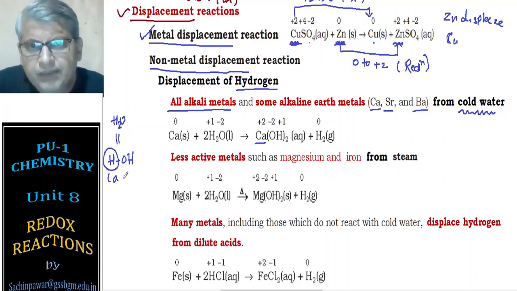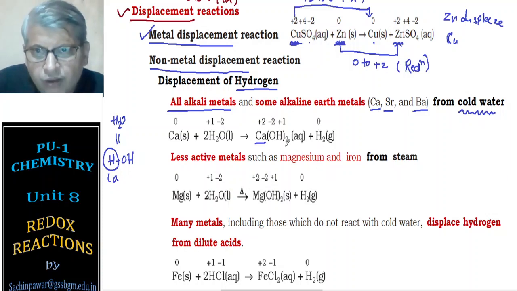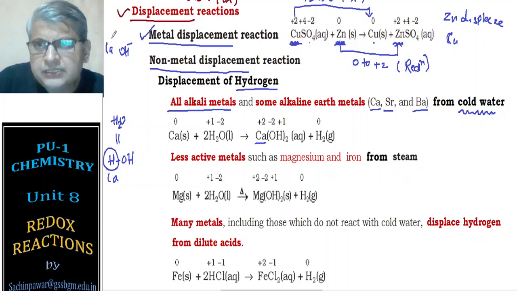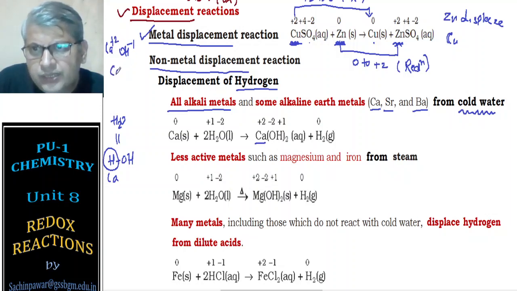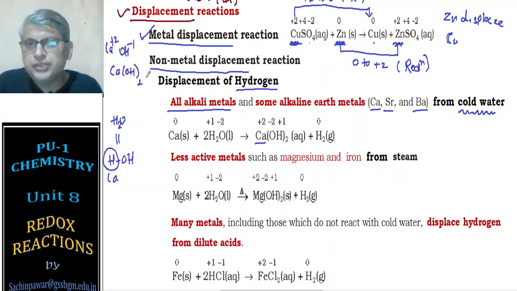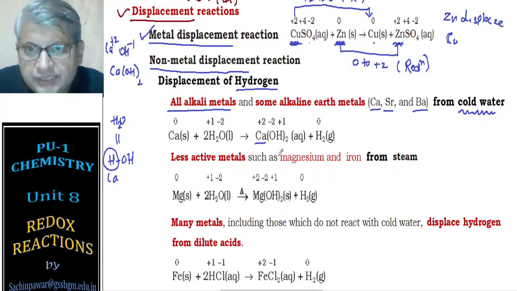Hydrogen atom is getting replaced by calcium. You may ask me why the formula is like this. Then you should know that hydroxide is OH minus, calcium is +2. So to balance the charges, the valency of the calcium should go to the bottom of this OH and 1 should go to the bottom of this. So it is Ca(OH)2, and that's why the formula is Ca(OH)2.